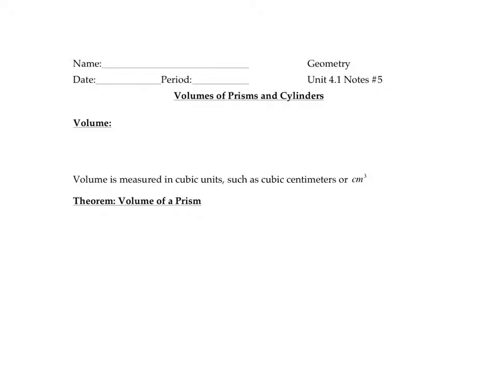Hi everyone, today's lesson from Unit 4.1 is all about finding the volume of a prism or a cylinder. Volume is defined as the number of cubic units contained in the interior of an object.